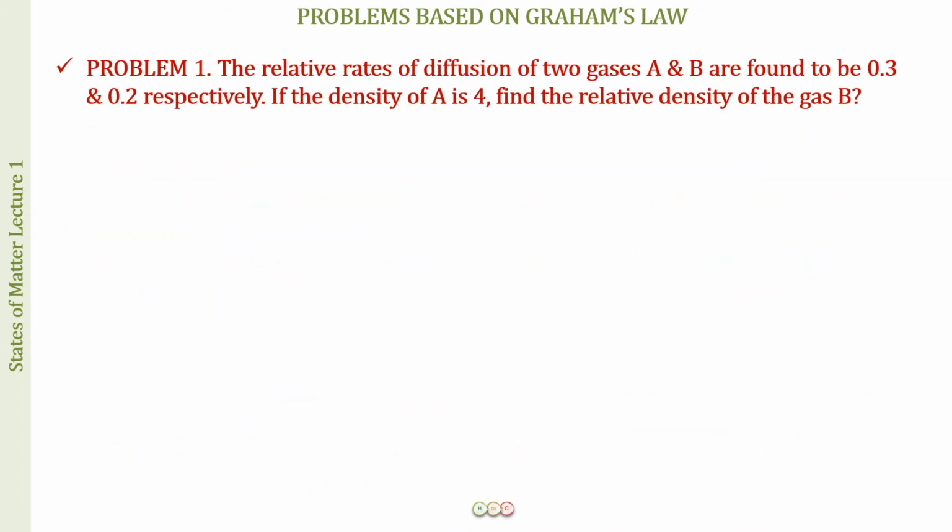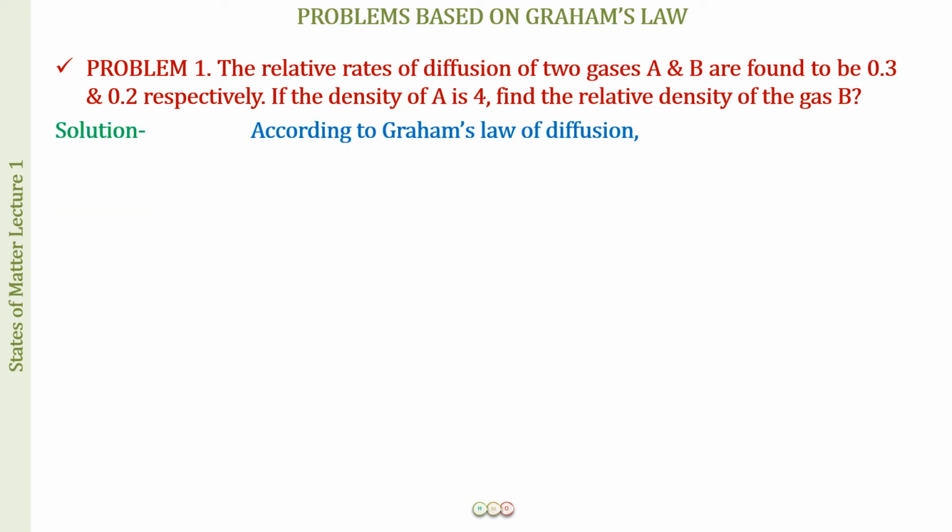So the first question is that the relative rates of diffusion of two gases A and B are found to be 0.3 and 0.2 respectively. If the density of A is 4, find the relative density of gas B. So the relative rates of diffusion of two gases are given to us, the density of one gas is given, and we have to find the density of the other gas.